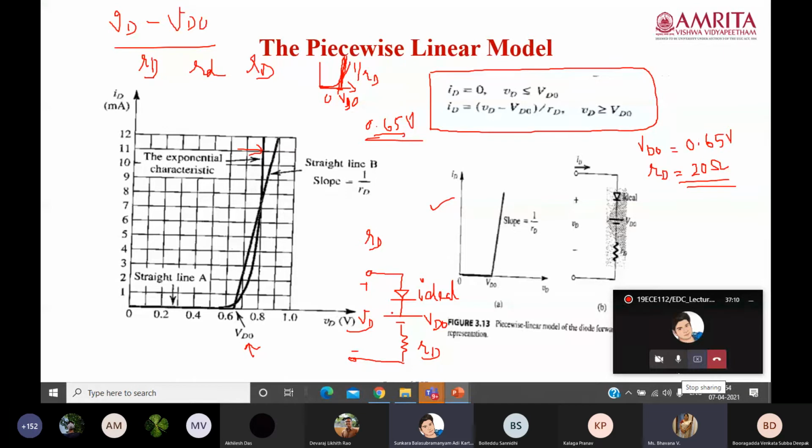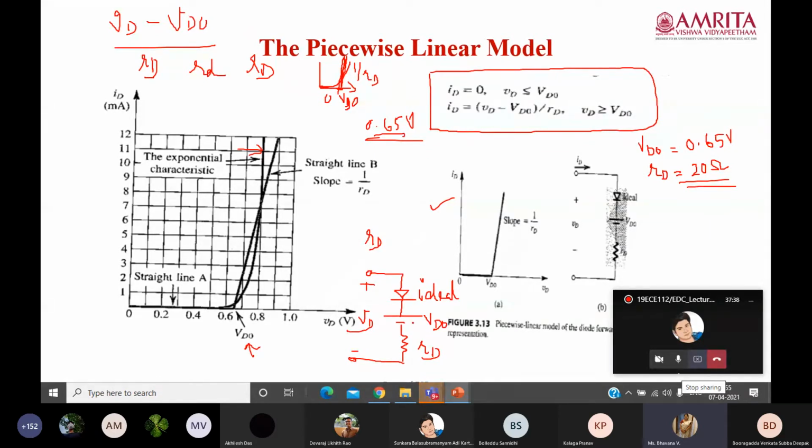Wait. Did you understand this one? I'll give time for drawing. Did you understand the equivalent circuit? We have an ideal diode. That diode we are modeling using the piecewise linear model. The piecewise linear model has an intercept VD naught which we will be representing using a battery, and we have a resistance RD. So the equivalent model of piecewise linear will be like this. Is this equivalent circuit clear to you? How to draw? Yes, ma'am.